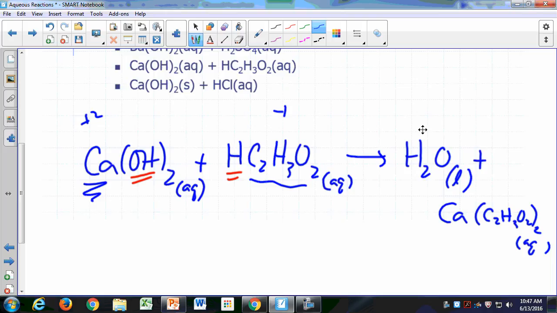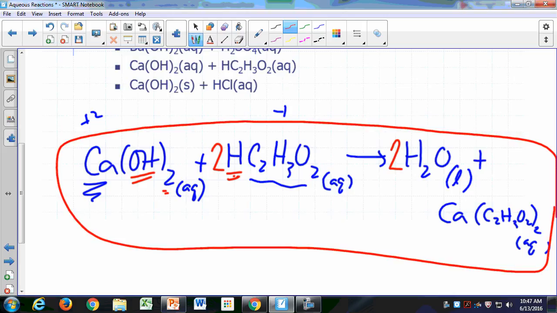And so to balance this, you can say, okay, I've got 2 hydroxides here. I'm going to need 2 H plus to neutralize that. So that will give me 2 waters. So this is your molecular equation.